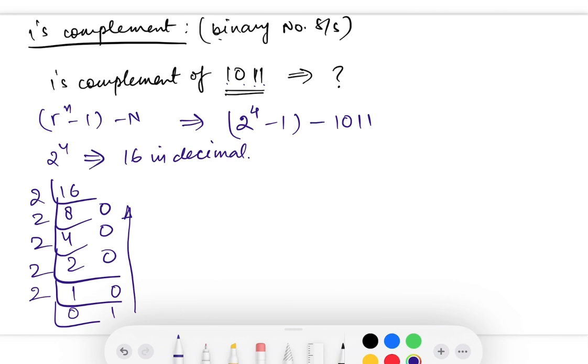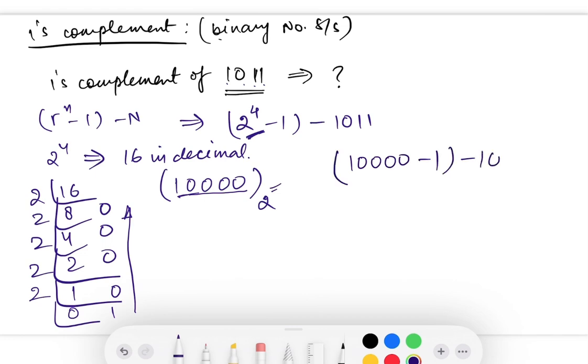So 16 in binary is 1 followed by 4 zeros. That means 2 raised to the power 4. If I want to write it in the binary number system, it is 1 followed by 4 zeros. So 2 raised to the power 4 in the binary number system is 1 followed by 4 zeros. So from here, 1 followed by 4 zeros minus 1011.